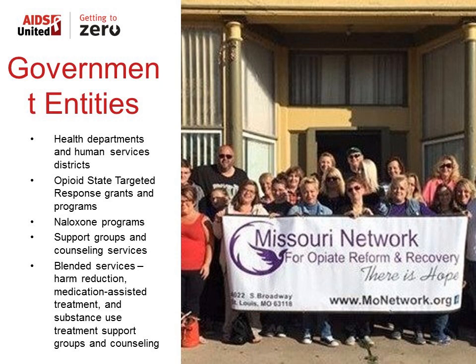With boosted federal funding for SAMHSA, there are new opportunities for collaboration with governmental entities. Health departments and human services districts can collaborate to meet the goals of the Opioid State Targeted Response Grants and Programs. Naloxone programs can unite your area's recovery services and syringe services programs with support groups and counseling services. And these blended services are key. Housing, harm reduction, medication-assisted treatment, and substance use treatment support groups and counseling altogether may increase access and availability in your region.